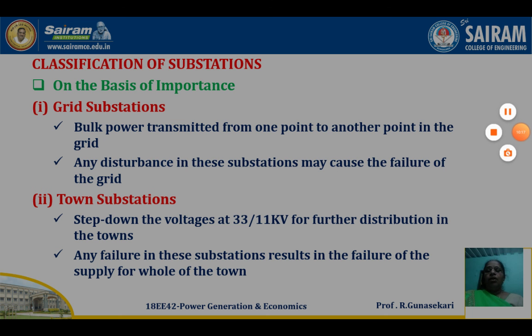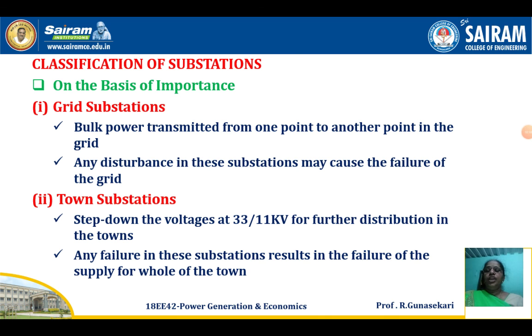The next, on the basis of importance. On the basis of importance, the substation can be classified into grid substations and town substations. Grid substation means bulk power is transmitted from one point to another point in the grid only. Such types of substations are grid substations. Another point is that any disturbance in these substations may cause the failure of the grid.